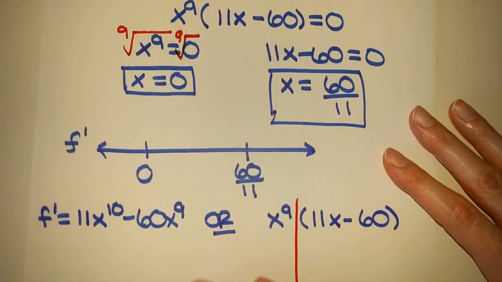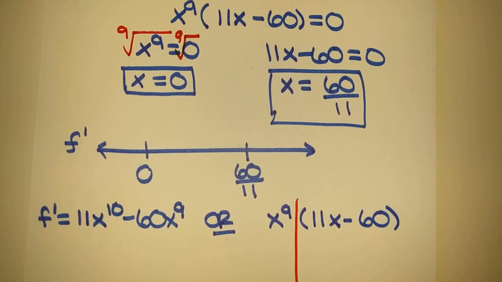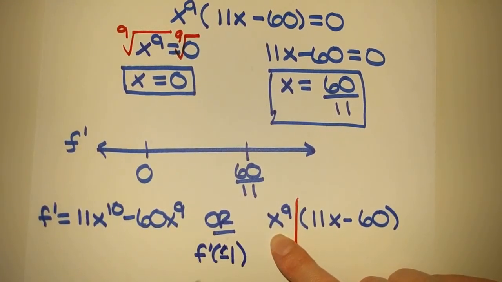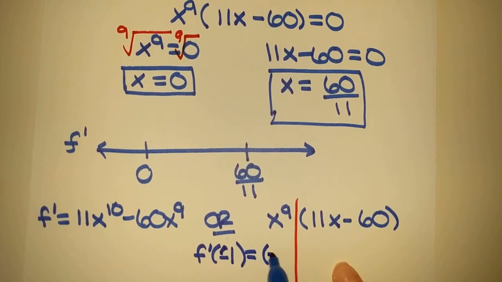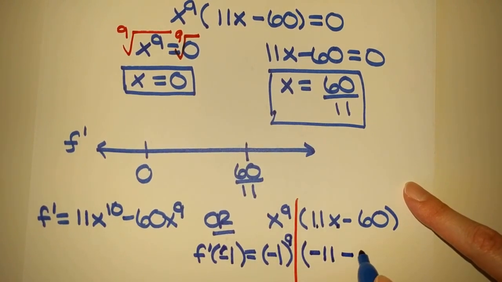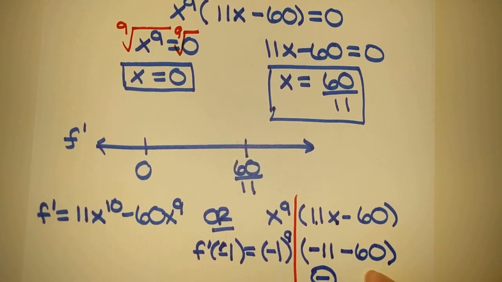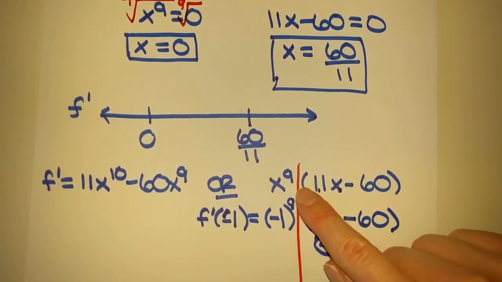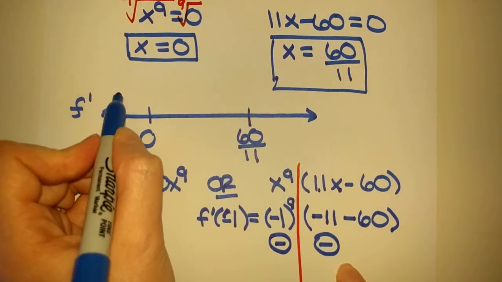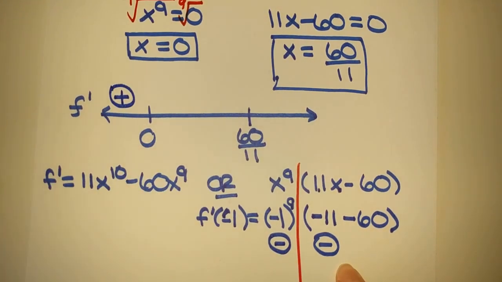All right, so here I'm going to focus on the factored form. Let's say I start off by plugging in -1. Okay, so if I plug in a -1, I have -1 to the 9th, and then 11 times -1 would give us -11 minus 60. So this second parenthesis evaluates to a negative. The -1 to the 9th would also evaluate to a negative.